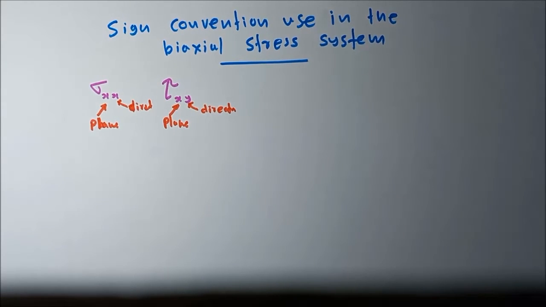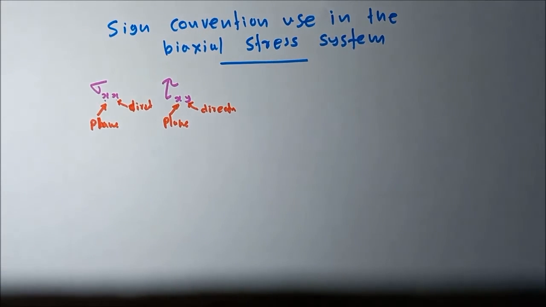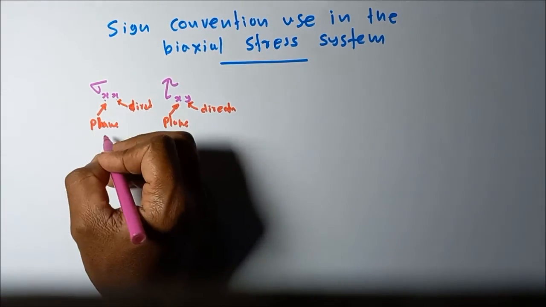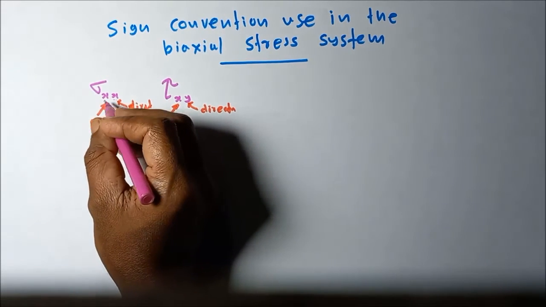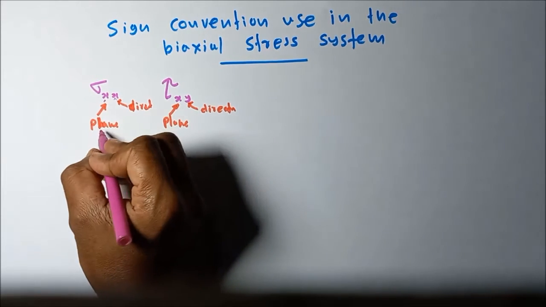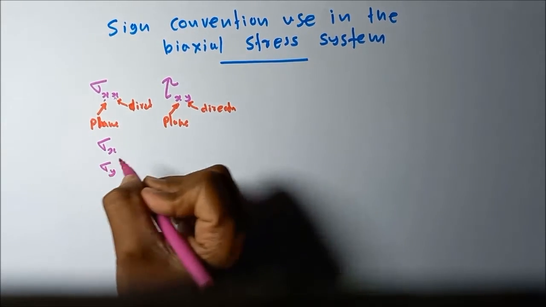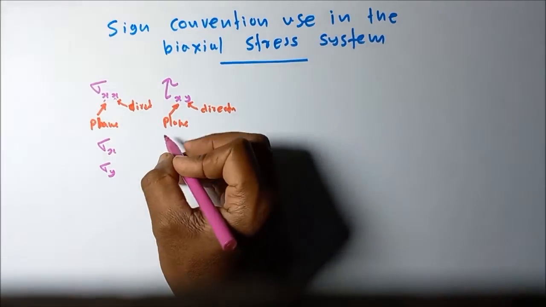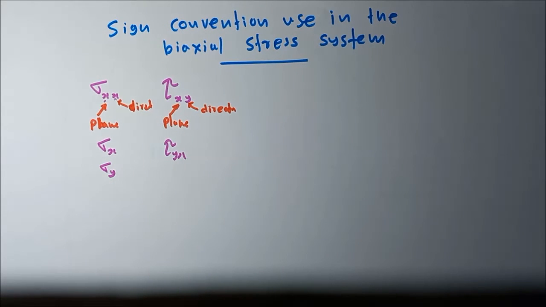But when expressing the normal stresses, you can see the two subscript letters are repeating. So instead of repeating the two subscript letters in the biaxial stress system, we are using a single subscript letter: sigma x, and sigma y. Then tau xy and tau yx we are using for a biaxial stress system. Okay, let me explain that one further.